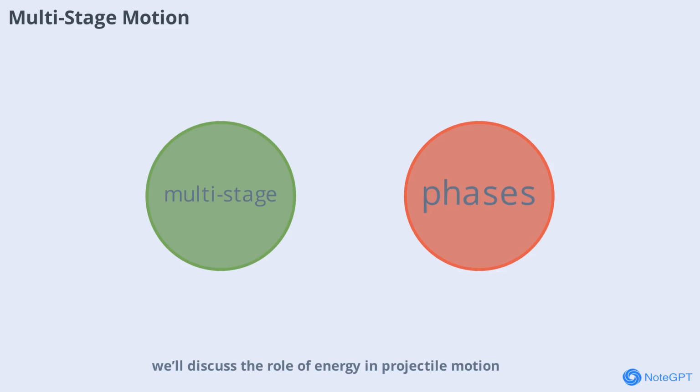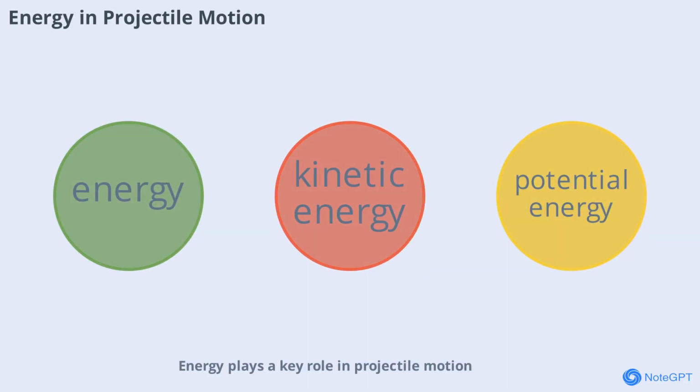Next, we'll discuss the role of energy in projectile motion. Energy plays a key role in projectile motion. The initial kinetic energy determines how far and how high the projectile will travel. As the object rises, kinetic energy is converted to potential energy, and as it falls, potential energy becomes kinetic again. Understanding energy transformations helps explain the motion's behavior.